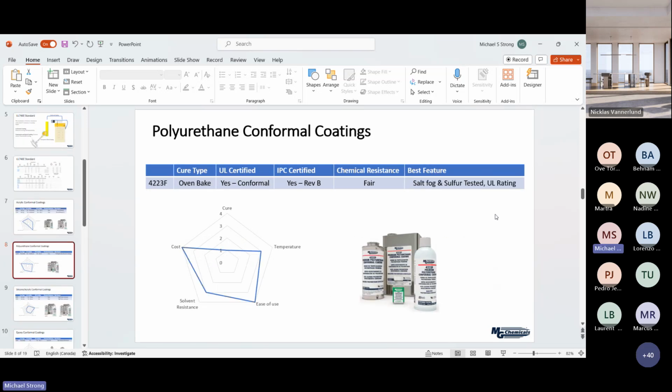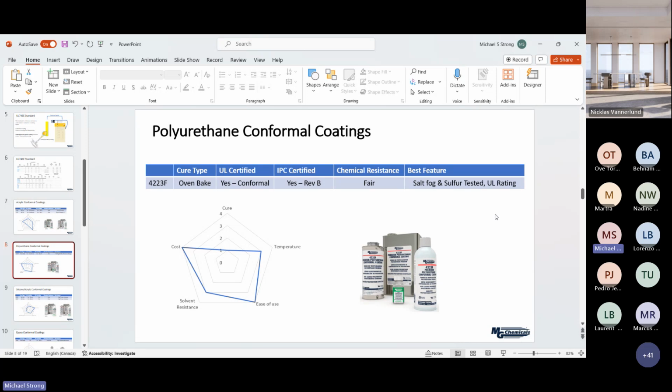Next, we have the 4223F, which is a one-part polyurethane conformal coating. So compared to the acrylic, this is a lot more durable. It's got better chemical resistance, but it's also got better abrasion resistance. If there's the possibility of any kind of friction or contact with the coating surface, this will hold up better than acrylic.